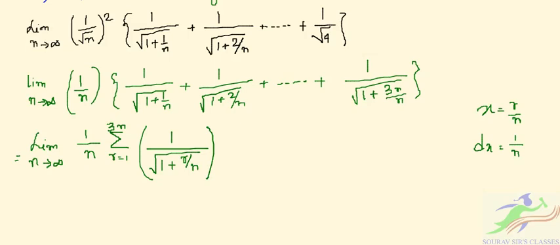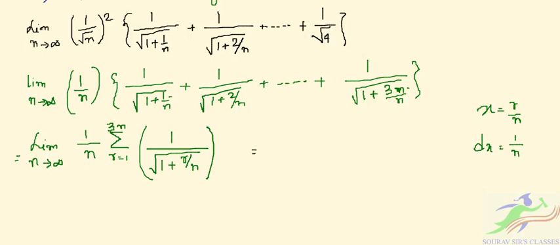Now r equal to 1 to 3n. So r equal to 1 gives 1 by root over 1 plus 1 by n, and r equal to 3n gives 1 by root over 1 plus 3n by n. So this range is from r equal to 1 to r equal to 3. That's the value. So now find the integral from here.